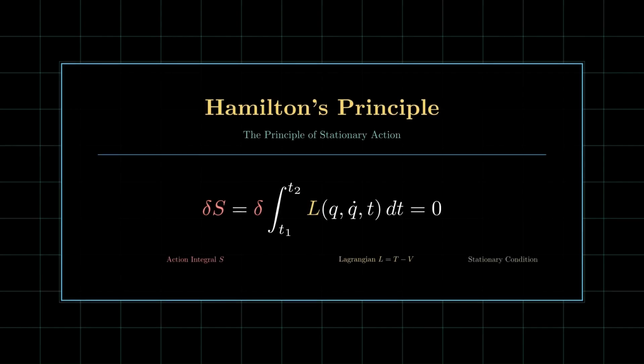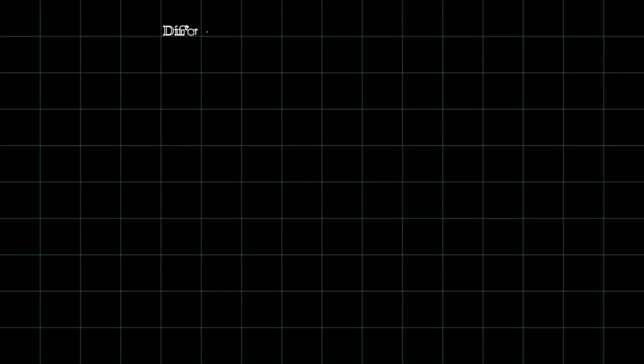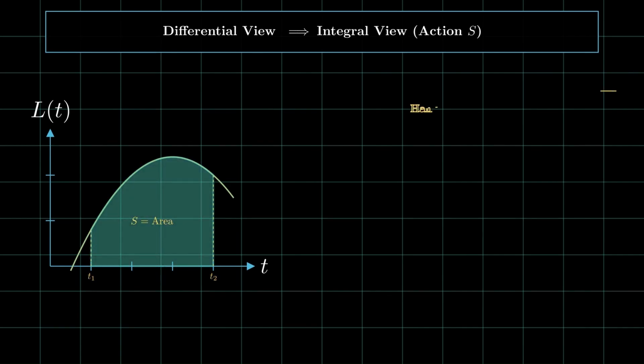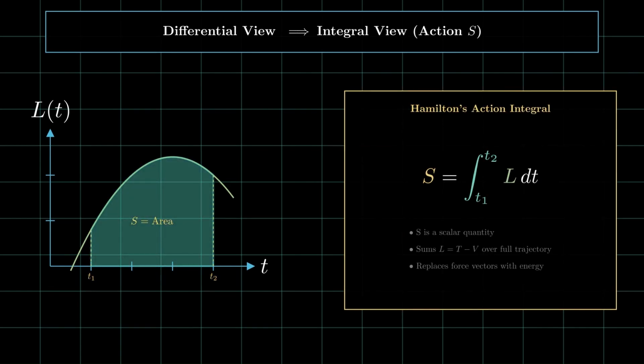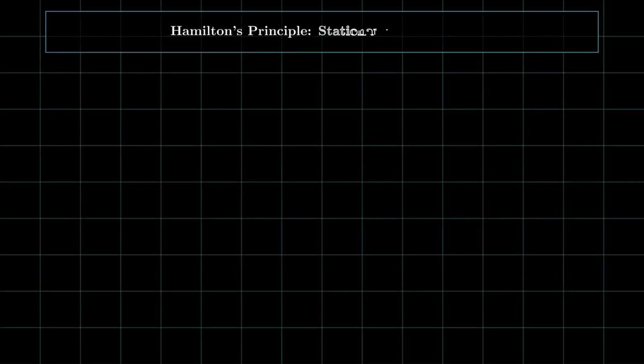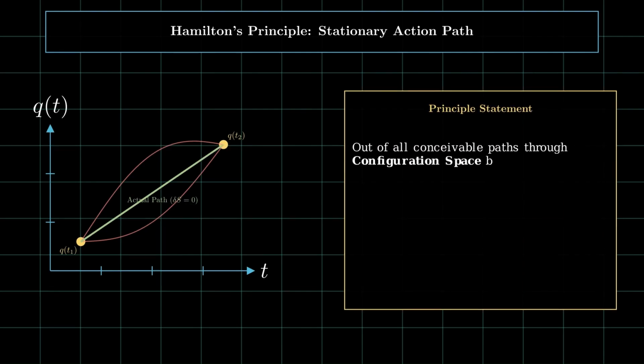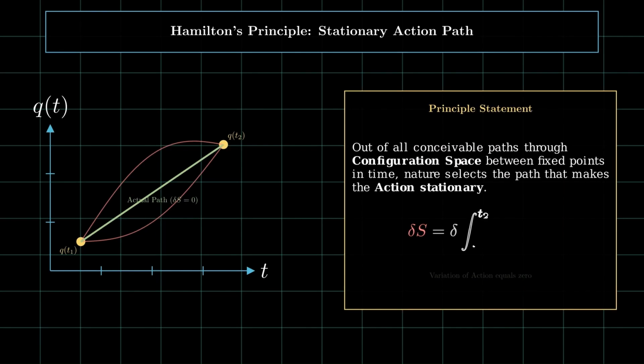Hamilton took D'Alembert's differential view and turned it into an elegant integral view. He defined a quantity called action S, which is the time integral of the Lagrangian from an initial time t1 to a final time t2. Action S equals the integral from t1 to t2 of L dt. Hamilton's principle states that, out of all conceivable paths a system could take through configuration space between two fixed points in time, nature selects the single path that makes the action stationary. Mathematically, the variation of the action, delta S, must equal zero.